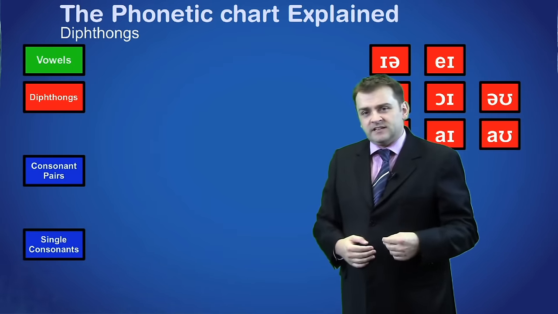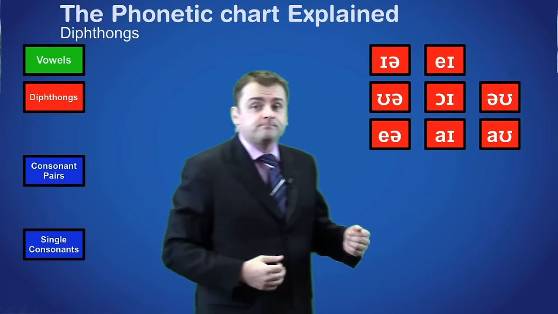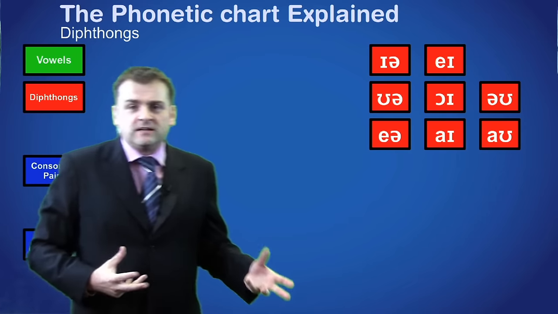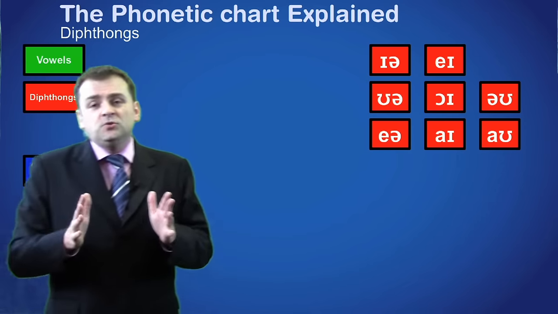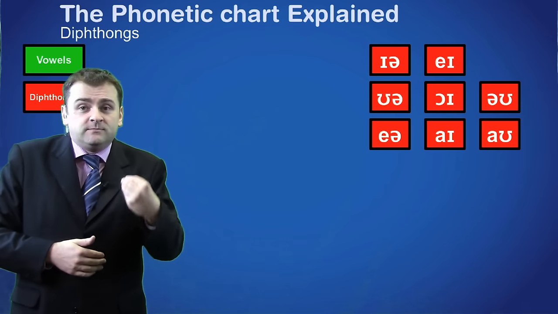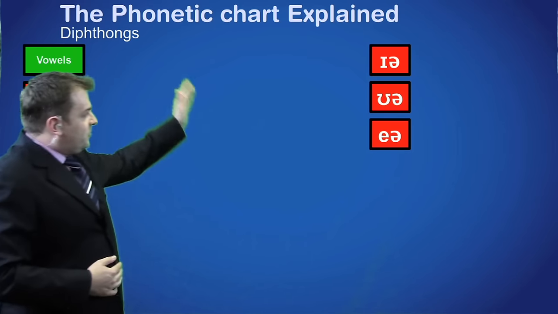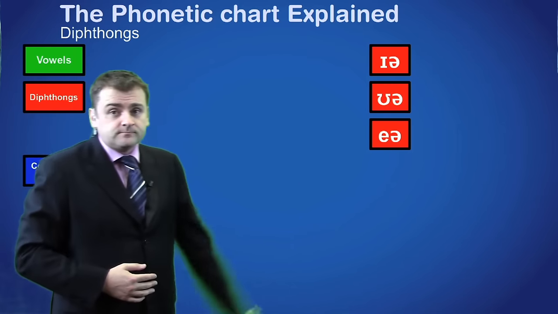The second section is the diphthongs. On our chart, that's the section in red. Diphthongs are also vowel sounds, but they're a combination of two vowel sounds that appear together within the same syllable, producing a new unique sound. They're arranged according to the second sound.